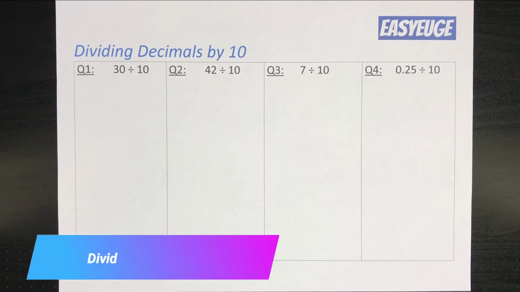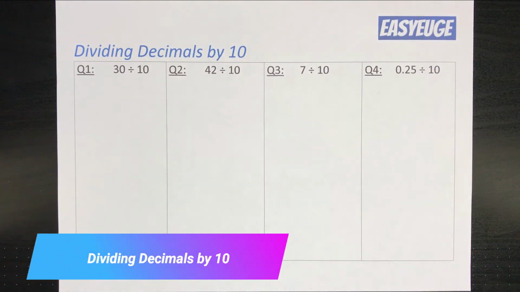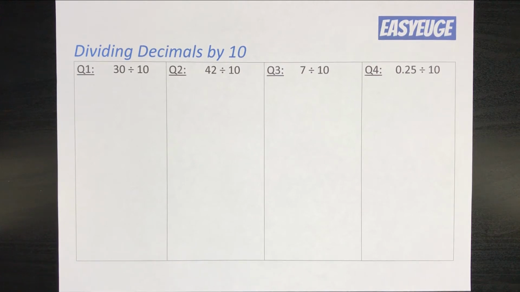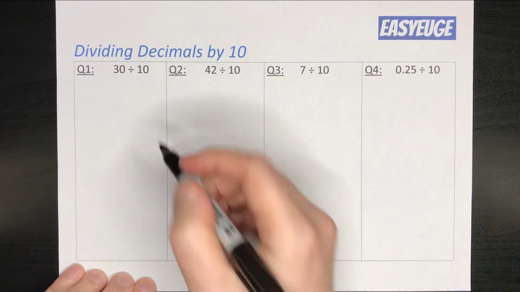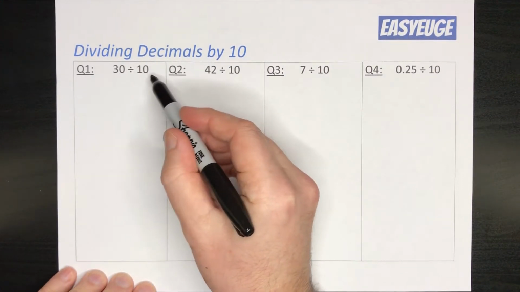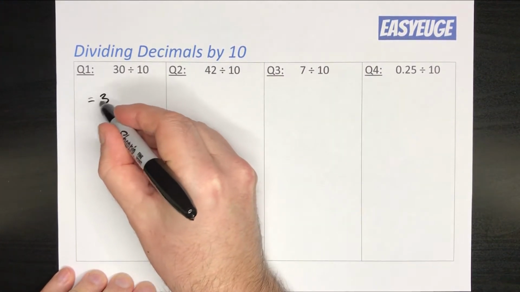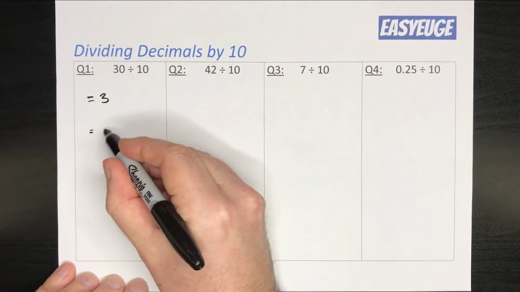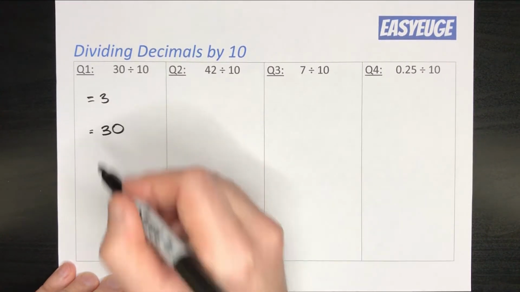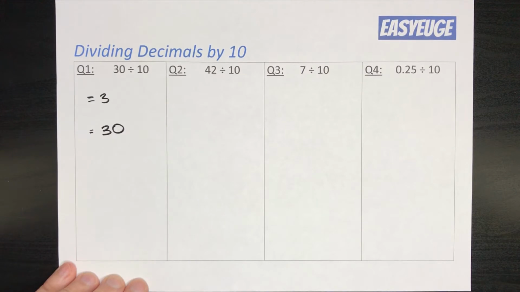Let's look at dividing any decimal number by 10. So we'll start off with question 1, which is 30 divided by 10. Now you can see straight away the answer is 3, because 30 divided by 10 is 3. Here we have the number 30, and we are dividing by 10. So we're going to make this number 30 10 times smaller. So we know the answer is 3 already.